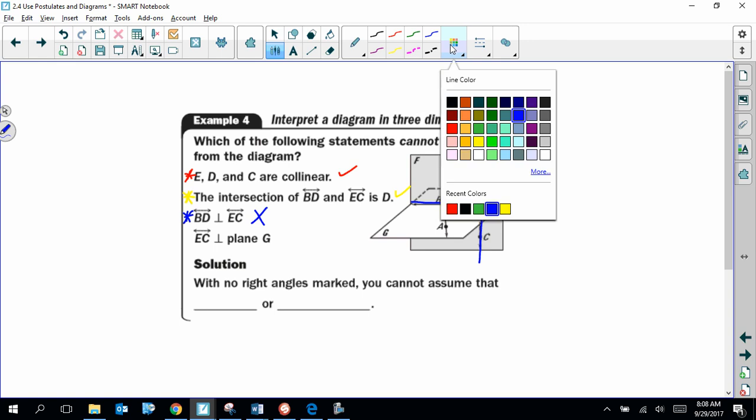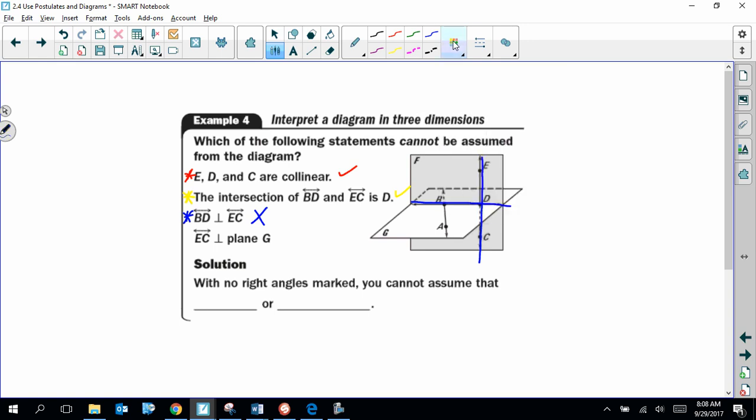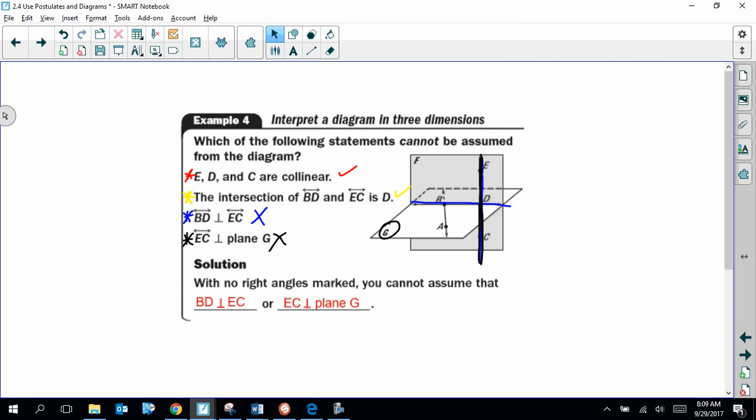And finally, let's say EC and plane G, which is that almost horizontal front to back kind of plane. Again, I don't have any kind of indication saying that I have a right angle anywhere, that I have a right triangle anywhere, or anything about anything being perpendicular to anything else. So I'm going to call that one false also. And those happen to be the two things that we cannot assume to be true.